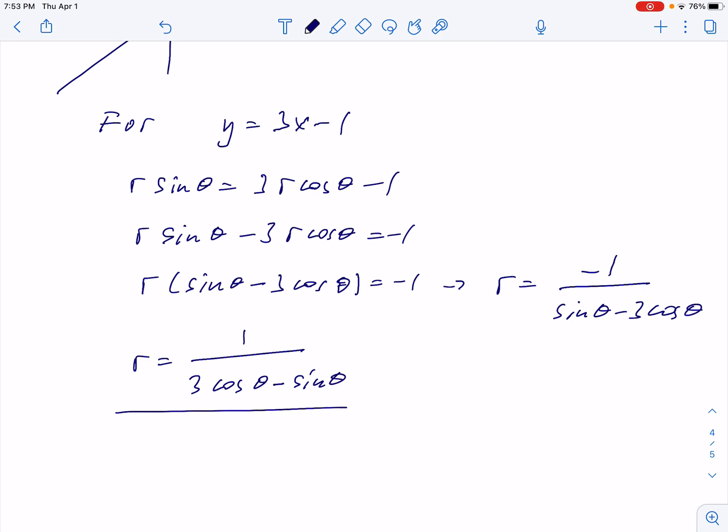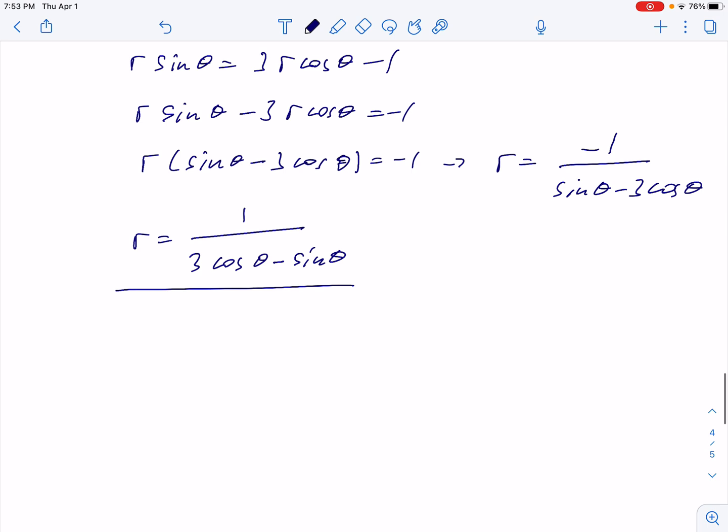Look at this equation of a straight line. Impossible to recognize if you start from here. So polar coordinates are good when we describe objects like circles, and even sometimes parabolas look good in polar coordinates, ellipses, hyperbolas. Straight lines don't look very good in polar coordinates.